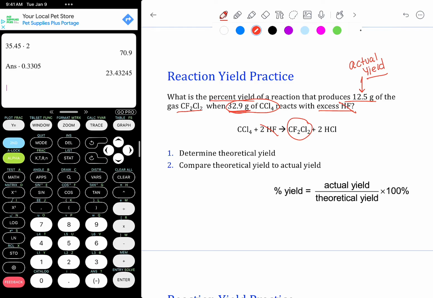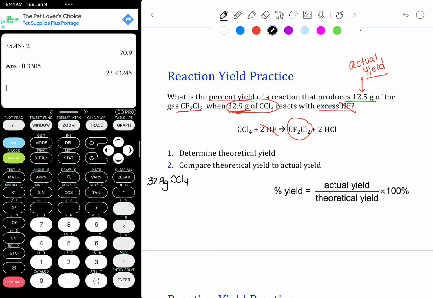So we start off with our mass of CCl4, 32.9 grams of CCl4. And we're going to convert it to moles. Why are we converting it to moles? Because I need to change it from one chemical species to another. I need to convert from a reactant to a product. And the only way to do that is through a mole-to-mole ratio. So I need to convert my mass of my reactant to moles so that I can use the mole-to-mole ratio to go from reactant to product.